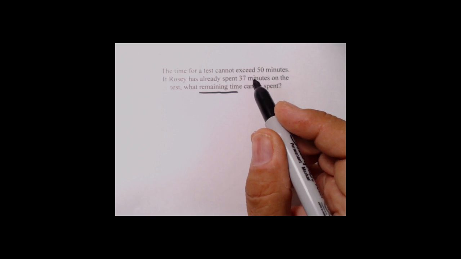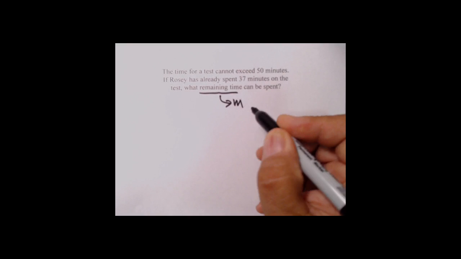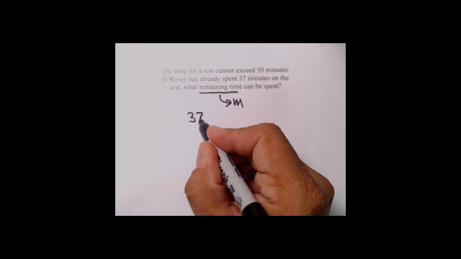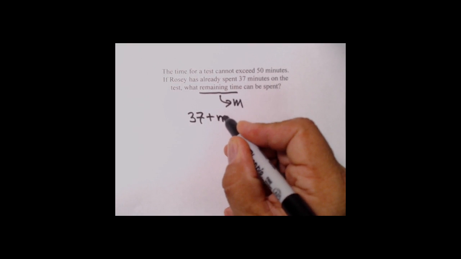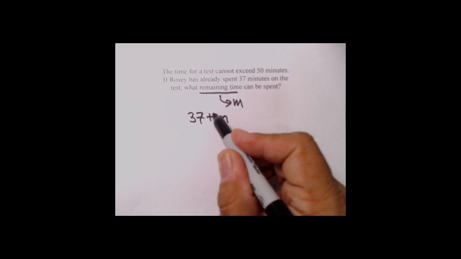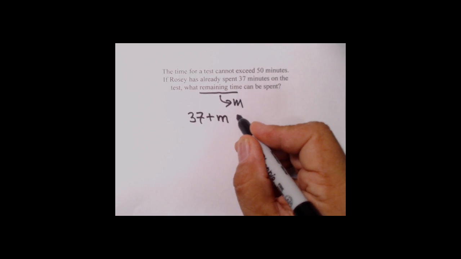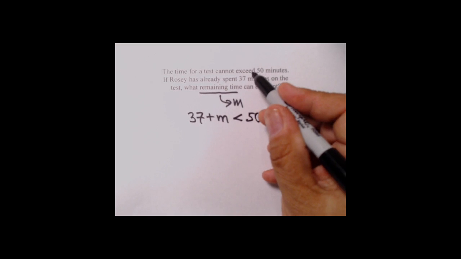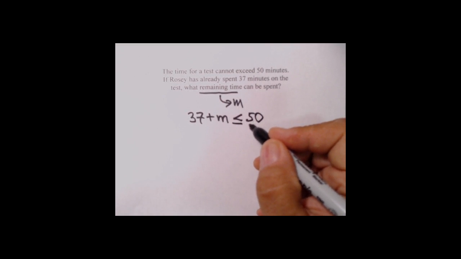Okay, well, the remaining time, and this is in minutes, let's say we just use the letter M for the remaining time. Here's what we know. We've already spent 37 minutes, and we're going to add onto that the remaining minutes that we can spend. We're going to use the letter M for that. This total here cannot exceed 50 minutes, so it has to be less than 50. But of course, if you don't exceed 50, 50 is also good. So less than or equal to 50.